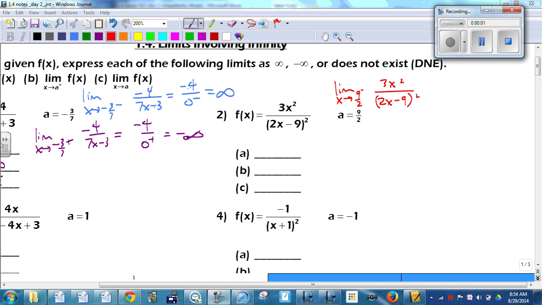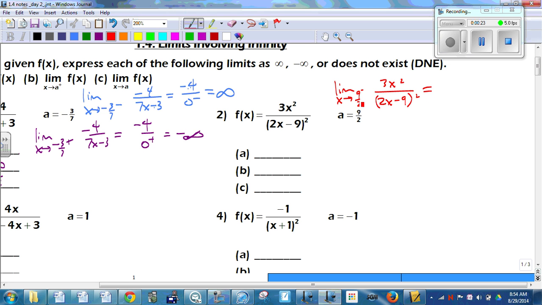All right, so for number 2, part A, we're trying to find the limit as x approaches 9 halves from the left of this function. So again, if we put 9 halves in, we're going to get some number on top over 0. But since we're doing that, we need to look at both sides, left and right, to figure out if the overall limit exists or if it's infinity or negative infinity.